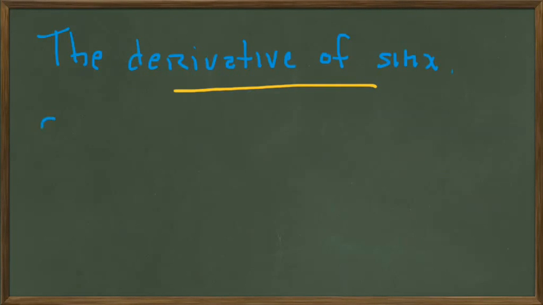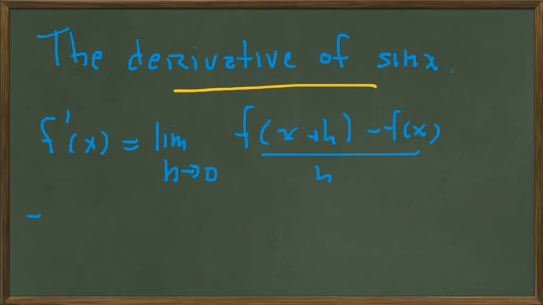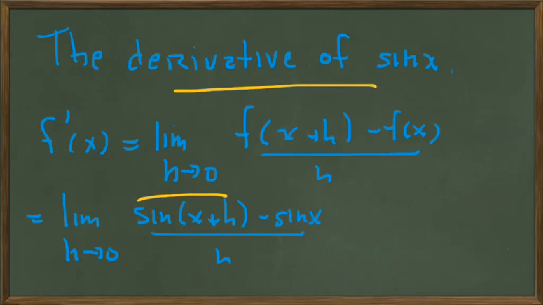So f prime of x is going to be the limit as h goes to 0 of f of x plus h minus f of x over h, and we're going to apply that to the function sine x. So it's the limit as h goes to 0 of sine of x plus h minus sine of x over h. So the question is, what is the sine of x plus h?